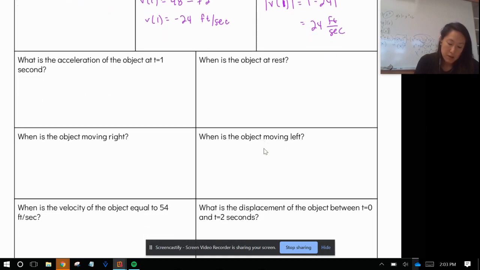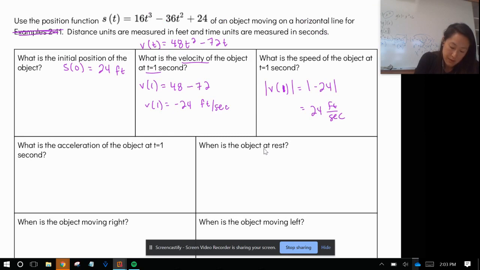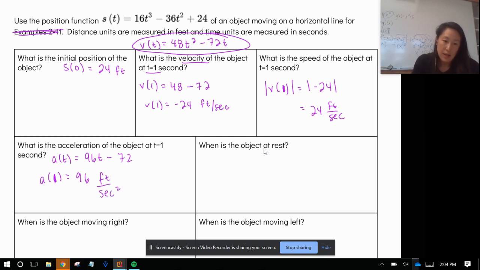Okay. So what is the acceleration of the object? I will take the derivative of v of t. So a of t is equal to 96t minus 72. And we're going to find the acceleration at 1. a of 1 is equal to 96, and our units would be feet per second squared.